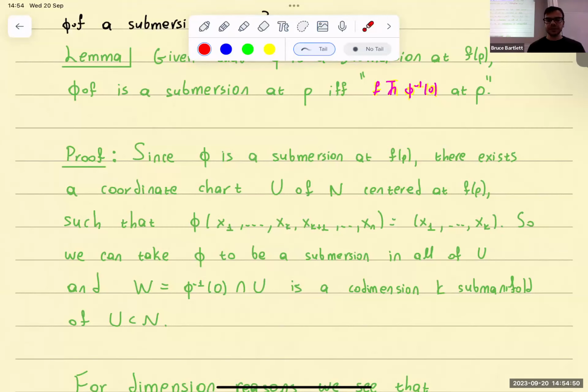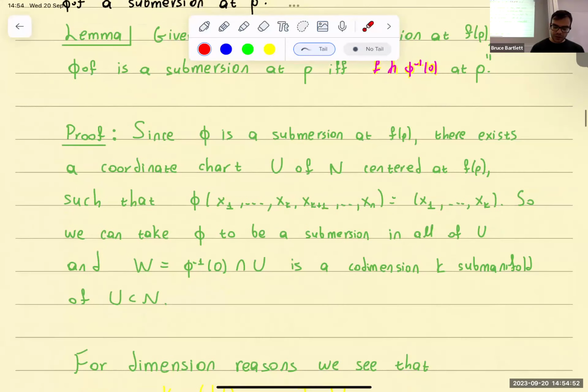So in particular, phi will be a submersion in this neighborhood around f of p, and I can consider W to be f inverse of 0 intersecting that coordinate chart, and that would be a codimension K submanifold of U. And I guess therefore, well, question for the audience: why is it a codimension K submanifold? Where did this K come from?